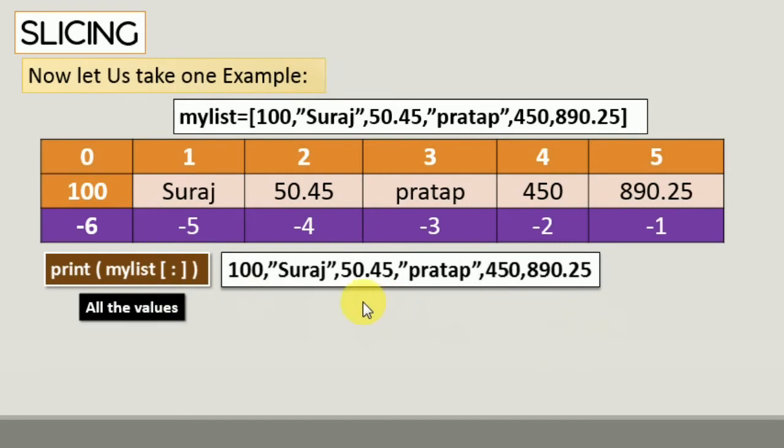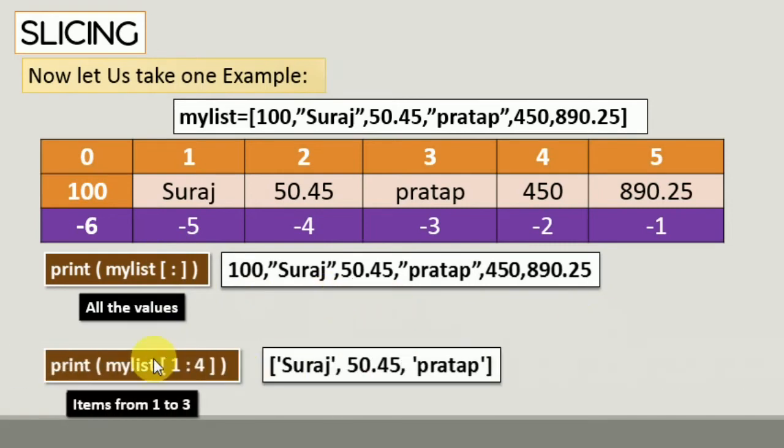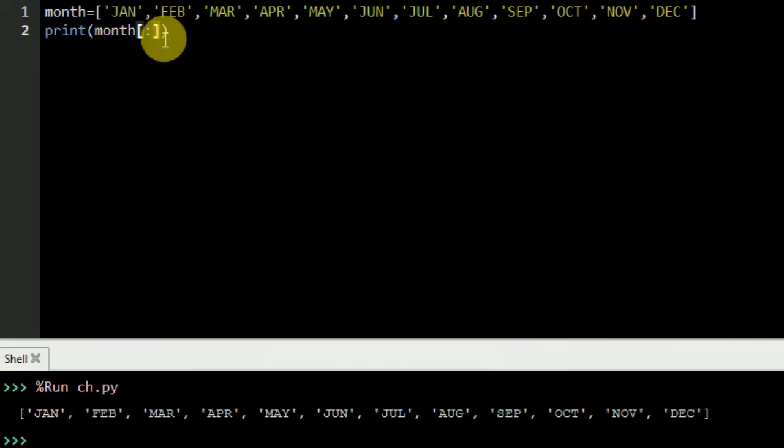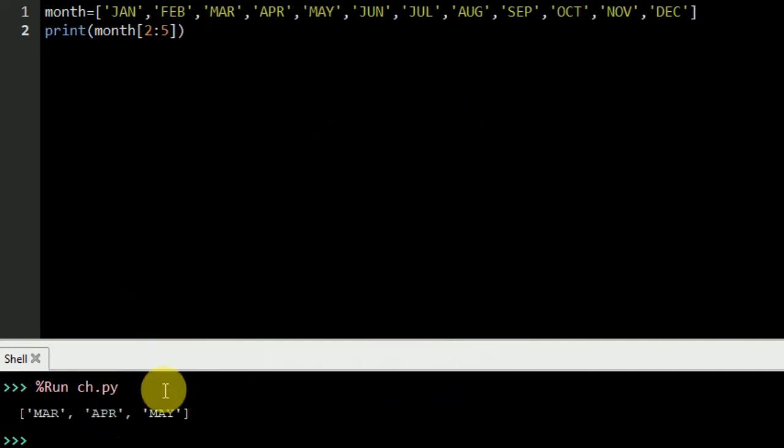But if you need to display some particular values, like 1:4, that means this is the starting value and this is the ending value, but you know that the end value is always minus 1. That means items will be displayed from 1 to 3: Suraj, 50.45, Pratap. I'm going to show here also. If I write 2 to 5, that means 2 to 4: 0, 1, 2, 3, 4. That means March, April and May. If I display that, it will give me March, April and May. It means slicing has been done.